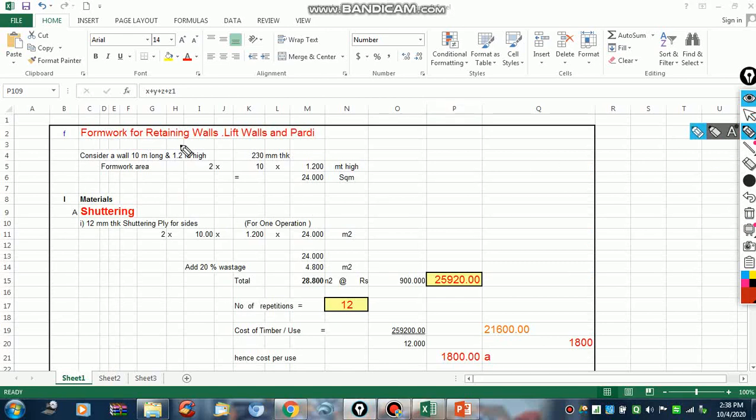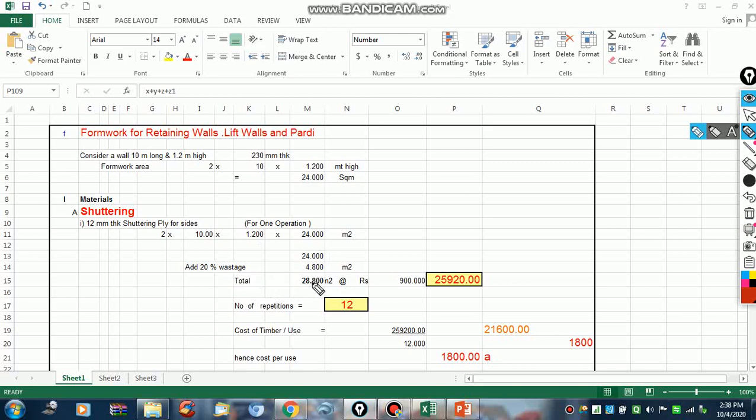Let us say formwork for retaining walls, lift walls and parapets. Consider a wall of 10 meter long, 1.2 meter high. That means the formwork area will be 24 square meter. Materials required for shuttering: 12 mm thick plywood shuttering for both sides, that is 10 into 1.2 into 2 is equal to 24 square meter. Add wastage 20%, 4.8 square meter.